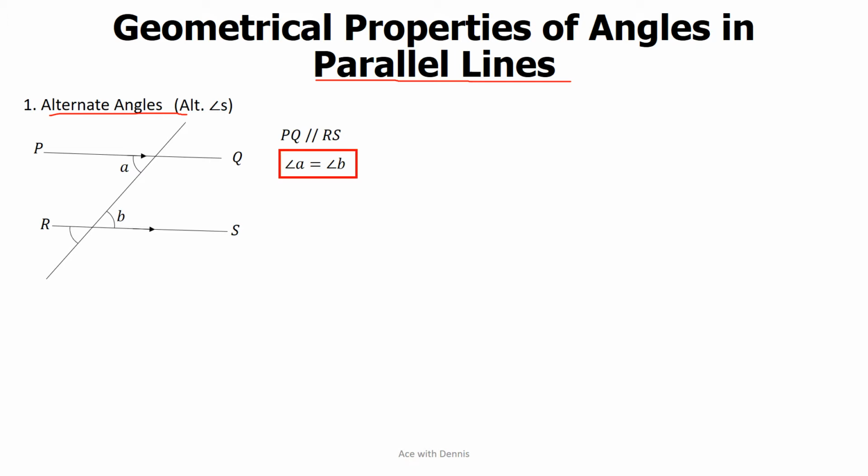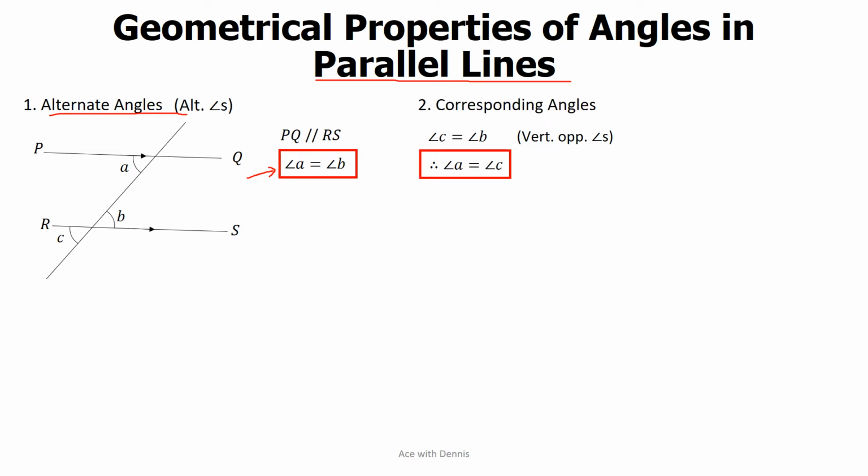Next, let's label this angle as angle C, and we can say that angle C equals angle B because it is vertically opposite angles. And since angle A equals angle B as stated in the first property, then we can say that angle A equals angle C. And there is a name for this property, which is called the corresponding angles, and it is our second property under this topic. The short form is corr. angles.